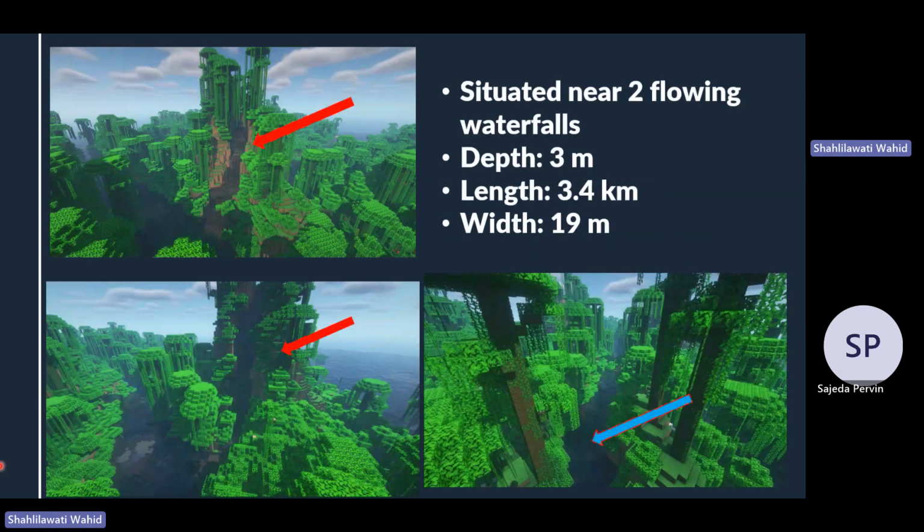As I said, Sungai Setas is situated near 2 flowing waterfalls, and these pictures are taken from our specialized simulation program. The red arrows are the waterfalls, and the blue arrows are the water of the stream. This is the first waterfall, and this is our second waterfall. Our GWPP will be located around here and here. Based on our research, the depth, length and width of our river is estimated at around 3 meters, 3.4 kilometers, and 19 meters respectively.